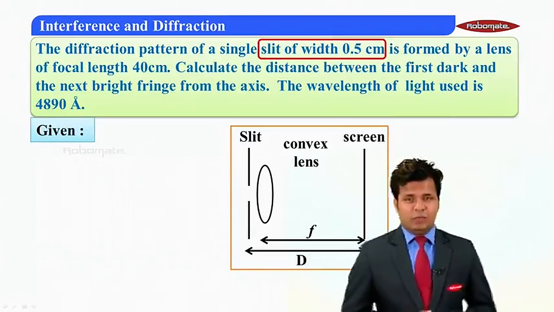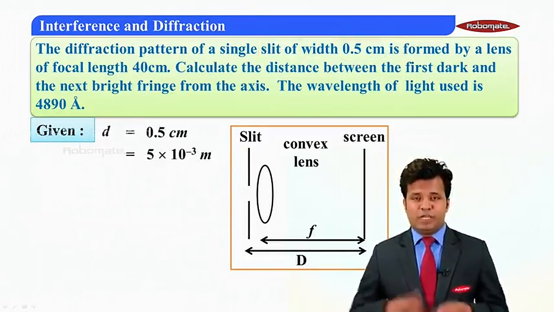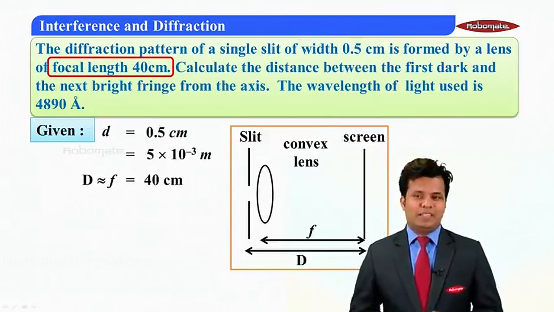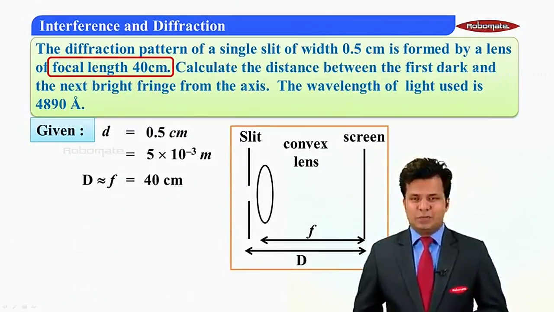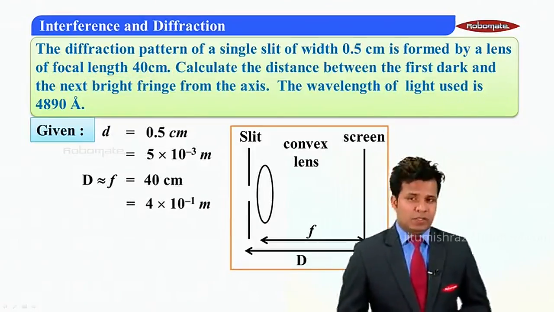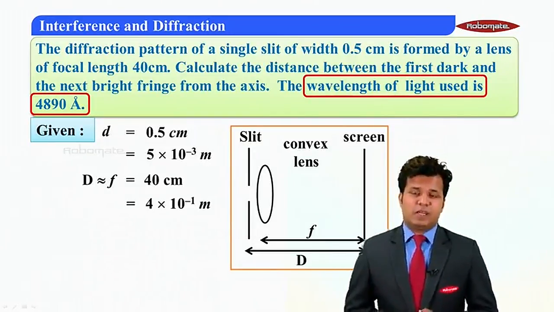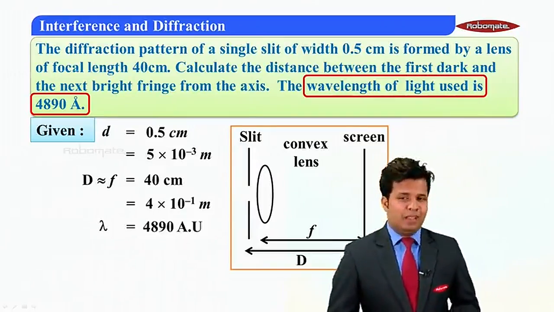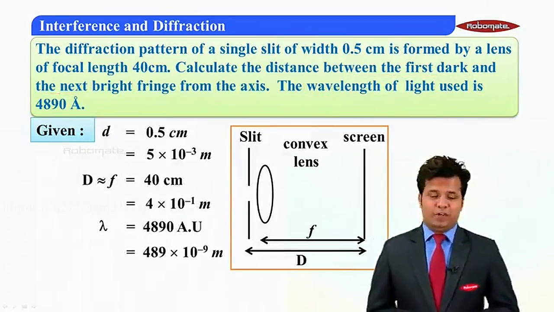We will be writing what is given first of all: the slit of width, that small d, is 0.5 centimeter, which would be converted to meter. And then focal length would be nothing but capital D. It would be approximately equal to capital D. So the distance between screen and slit can be taken as 40 centimeter, which is 4 into 10 to the power minus 1 meter. Now you need to calculate the distance between first dark and the next bright band, but they have helped us by giving lambda as 4890 angstrom unit. So students, this is the given data we already have.